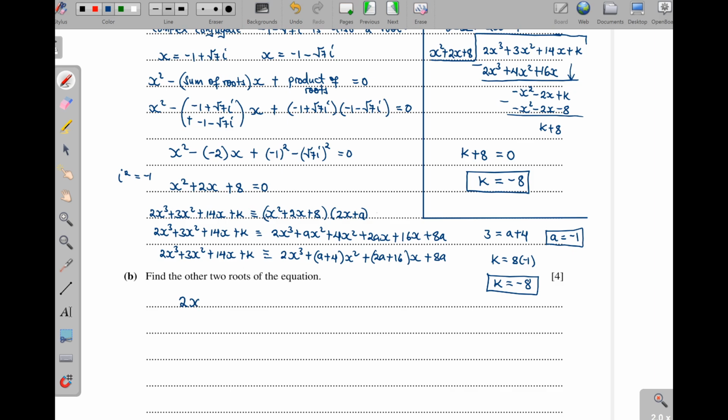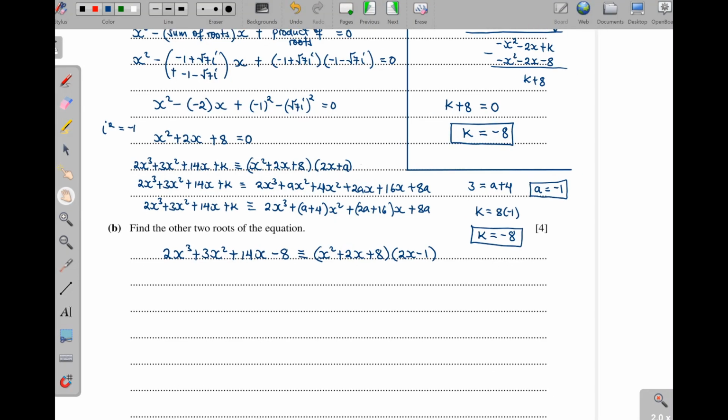So 2x cubed plus 3x squared plus 14x minus 8 is the same as x squared plus 2x plus 8, times 2x minus 1. You see that? Remember, this equation is equal to 0. That means if I get this 2x minus 1 and equate it to 0, our x is going to be equal to a half.